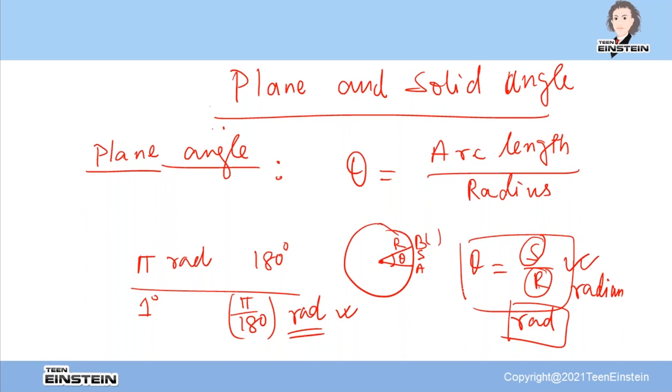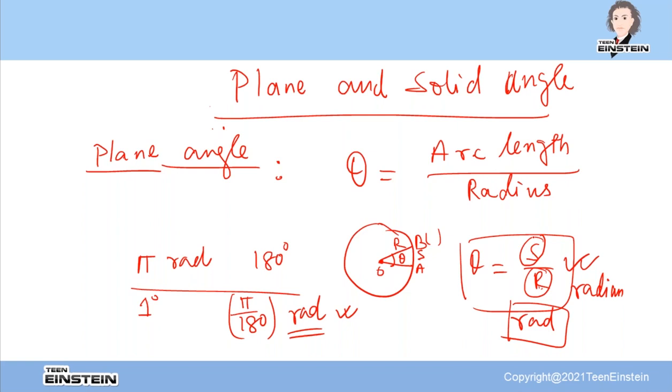So this is actually, see, angle is actually unitless, but we give a name as radian. Because this is also length s and this is also length, both are length, so length by length, so unit will be cancelled out. So this is actually plane angle.